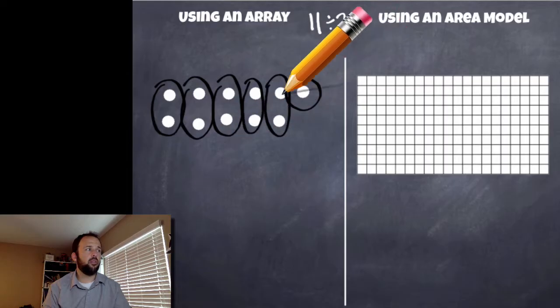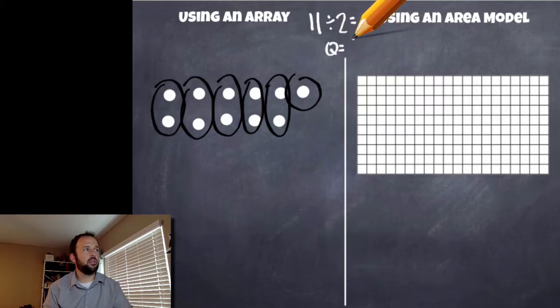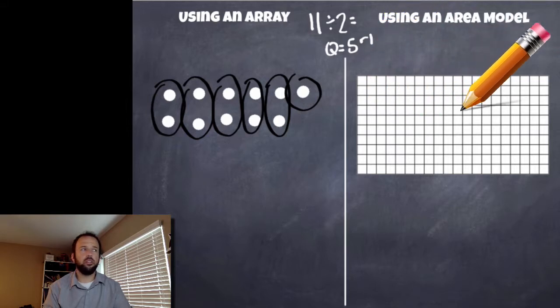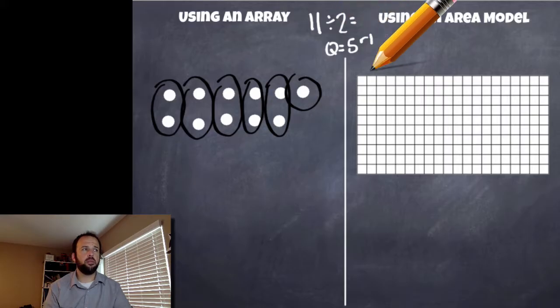That guy's by himself. He doesn't fit evenly into a group. So we could say that 11 divided by 2 is going to be, let's see, I'm going to write my quotient down here. It's going to be 5 with a remainder of 1. Let's represent that, though, as well using the area model. So again, my height of my rectangle is going to be 2.